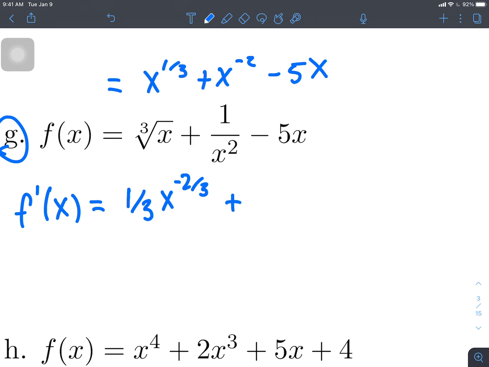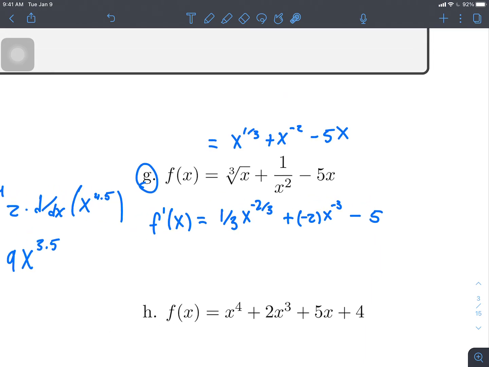And then I add. Okay, and now what I need to write is the derivative of x to the negative 2, which is negative 2 times x to the what? Negative 3. Now minus what? 5. Just 5, right? Because 5x is a linear function, so its derivative is just its slope, which is 5. Okay? All right, so that's how we would do that one.